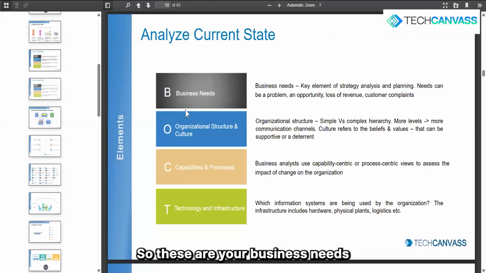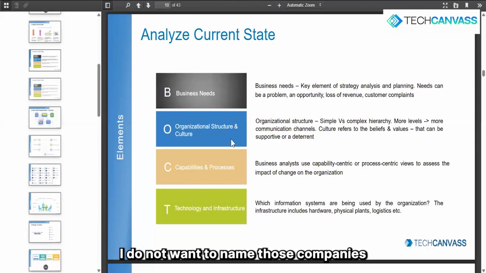Yeah. So these are your business needs. So when you are analyzing your current state, you have to analyze your current state. You also need to look at your organizational structure and culture. Structure as in the formal relationship between people, that shows through your organizational chart. That reporting structure that we have in our organization may limit a potential change. Remember that.